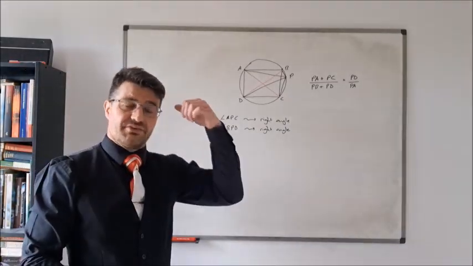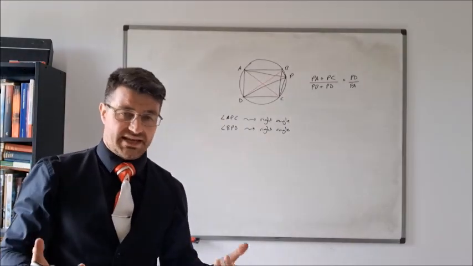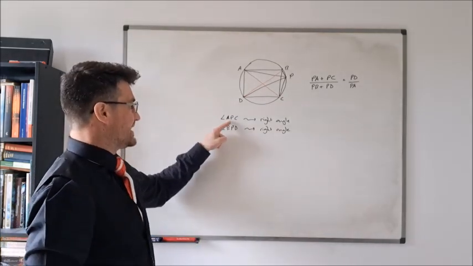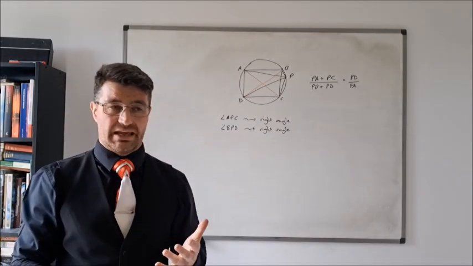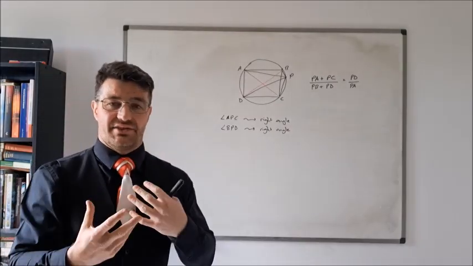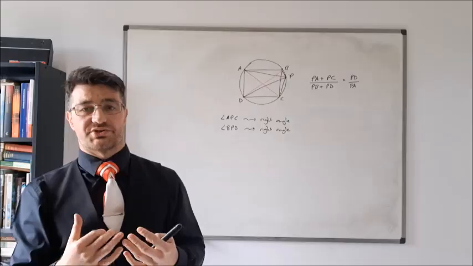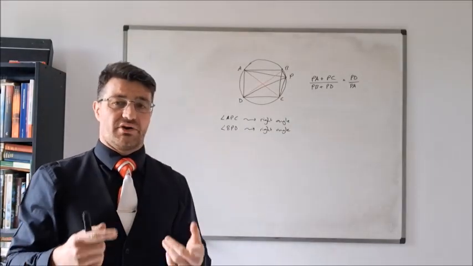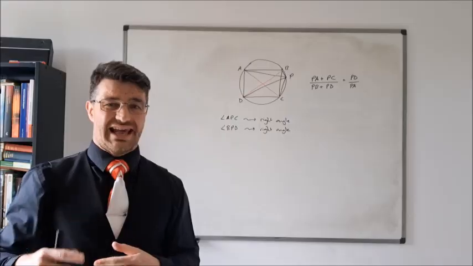The next step that I decided to take was to start thinking about the areas of the triangles APC and BPD. And at this point, I started to get the impression that I wasn't really going in the right direction, for the simple reason that I was using the formula for finding the area of a triangle.